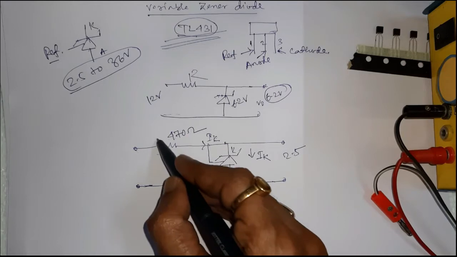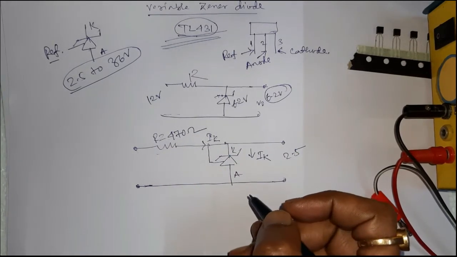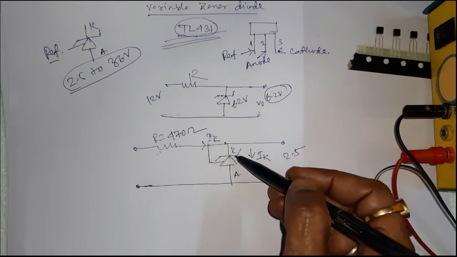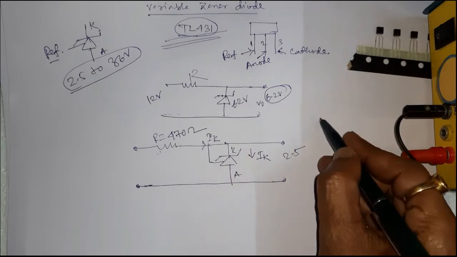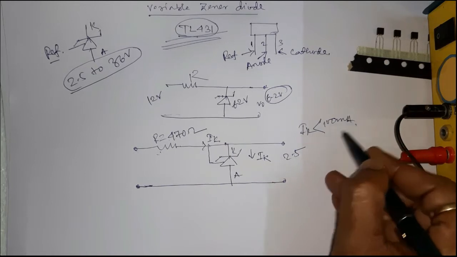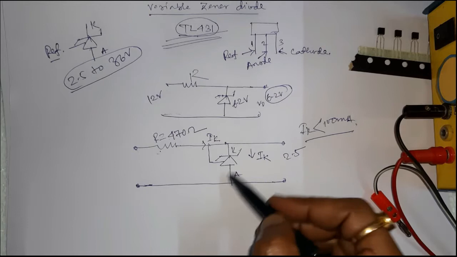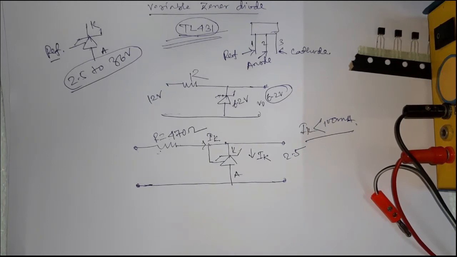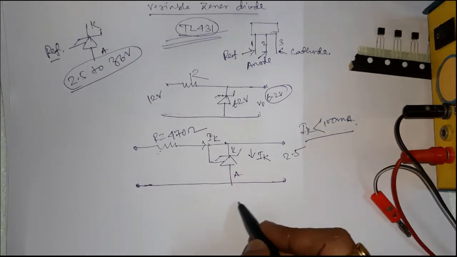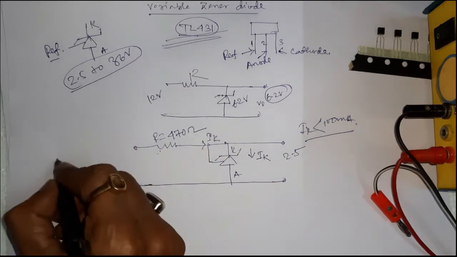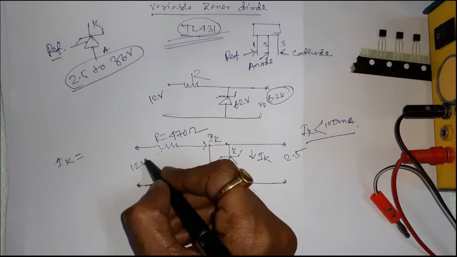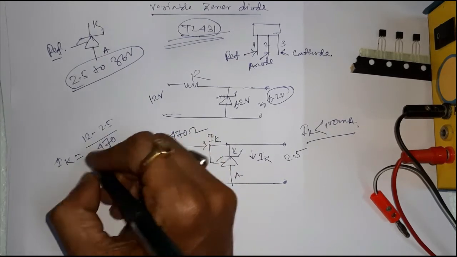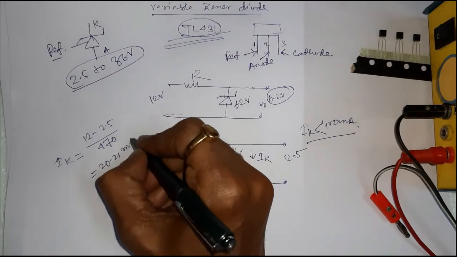Choose a resistor value R equal to 470 ohm. This resistance limits the cathode current, or Zener diode current IK, which must always be less than 100 milliampere. Otherwise, the IC will be burned. Now you can calculate the value of IK. IK is equal to the input voltage, 12 volt, minus 2.5 volt output voltage, divided by resistance 470, that is 20.21 milliamps.